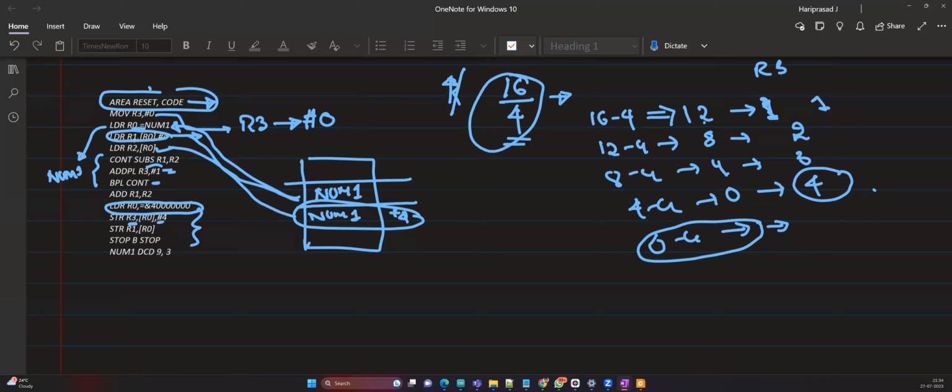Okay, then stop it. And here, DCD. Do you remember yesterday we discussed one DCD? What is that? Yes, sir. Define constant double word.